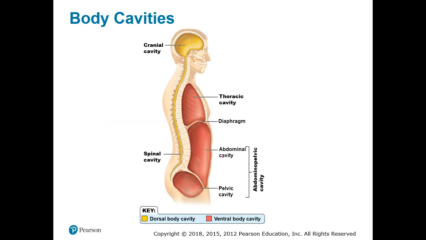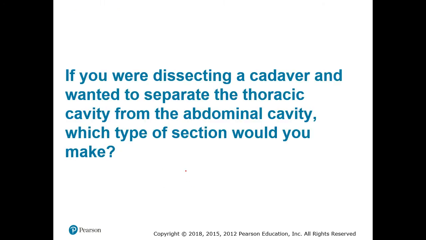So again, here's your abdominal pelvic. It's a huge area. There's no distinct marker, but we do kind of look at the different organs that are there. Now, if you were dissecting a cadaver, which is basically a dead human who's donated their body to science, and you wanted to separate the thoracic cavity from the abdominal cavity, which type of section would you have to make? So pause the video and see what you guys come up with.